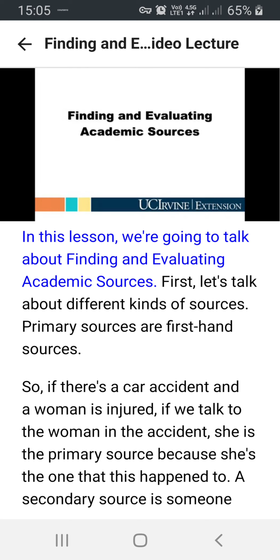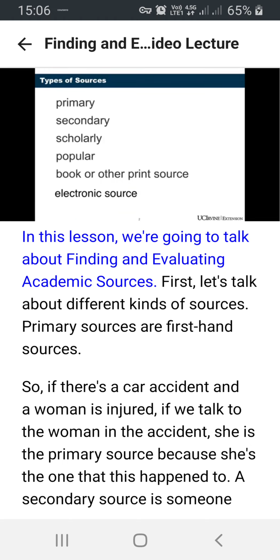In this lesson, we're going to talk about finding and evaluating academic sources. First, let's talk about different kinds of sources. Primary sources are first-hand sources.